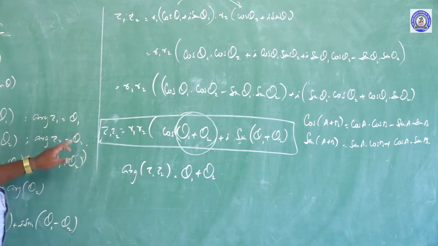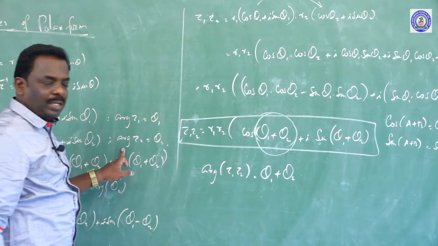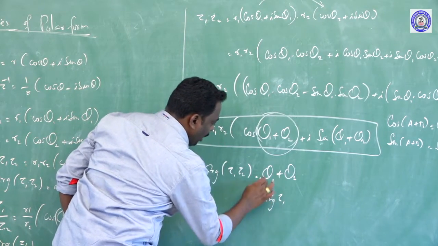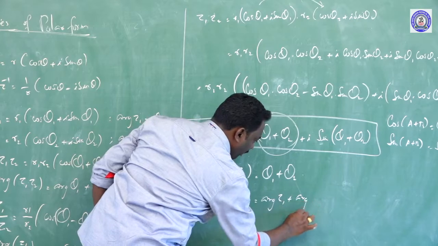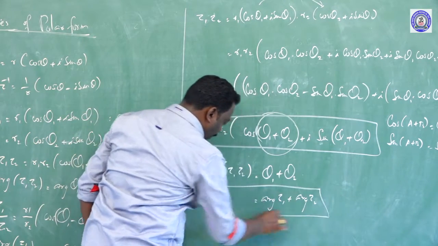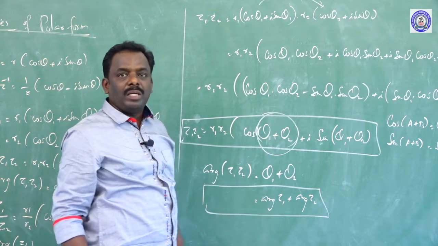Already we know theta 1 is the argument of Z1 and theta 2 is the argument of Z2. Therefore, the argument of Z1 is theta 1 and the argument of Z2 is theta 2. Therefore, the argument of Z1 into Z2 is equal to the argument of Z1 plus the argument of Z2.